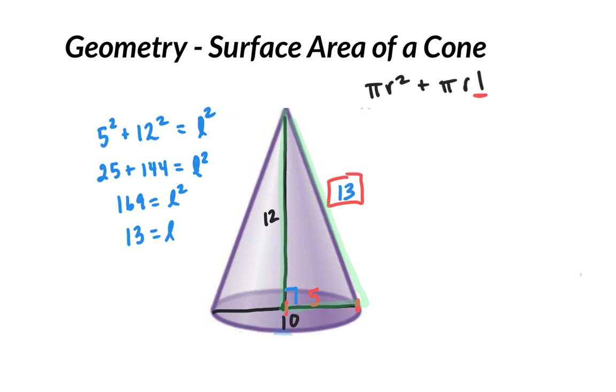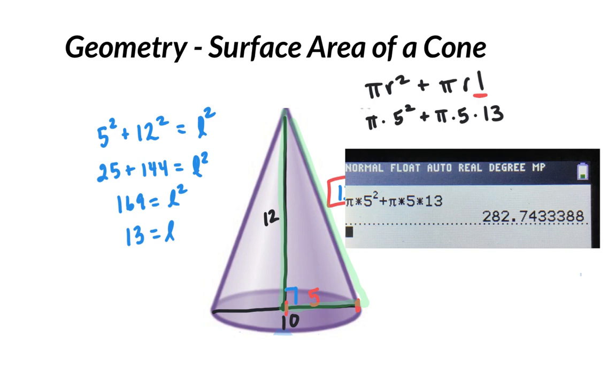So if you have the height of the cone, that's not part of the formula. The slant height, that side length, is what we need. You've got to find it, but it's easy enough with the Pythagorean theorem to do that. So our formula would be pi times our radius squared plus pi times the radius times that slant height. You see I've typed that in.